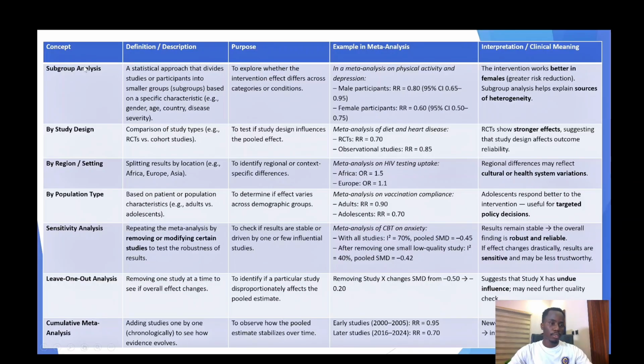In this subgroup analysis, the idea behind doing it is for us to understand much more detailed information in specific groups that are in the population group that we're working with, or in the studies that we've chosen.